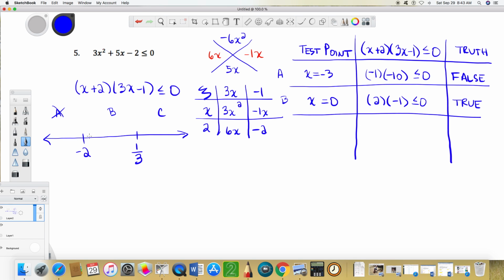Now I just realized that I forgot to circle my critical points. Because my inequality is not a strict inequality, because I have it underlined there, I'm going to include these endpoints, my critical points, in my solution set. And I just determined that I was going to shade in the ones in B.